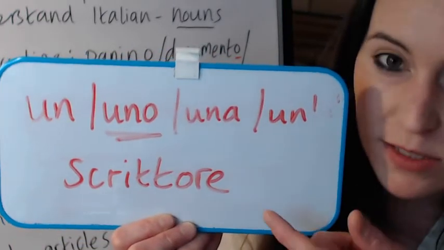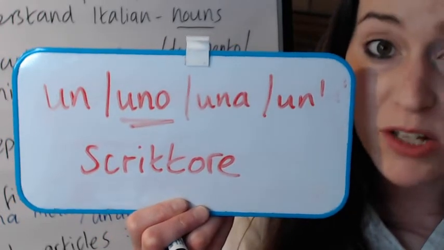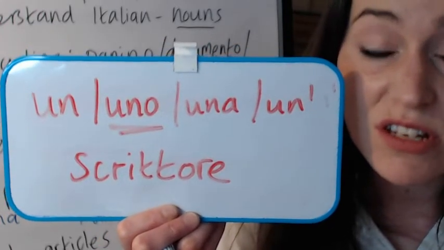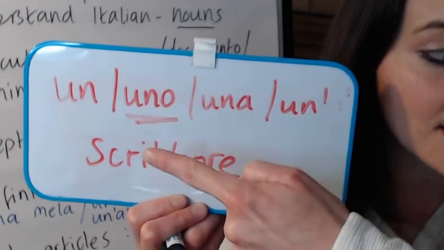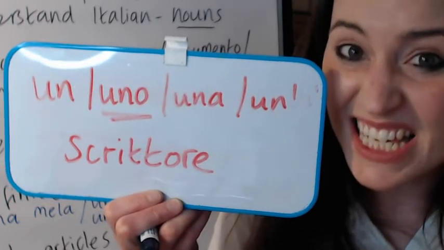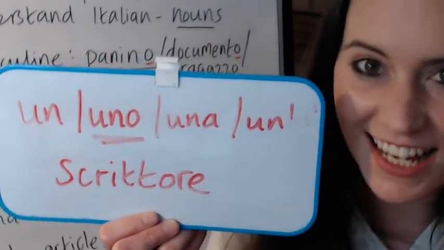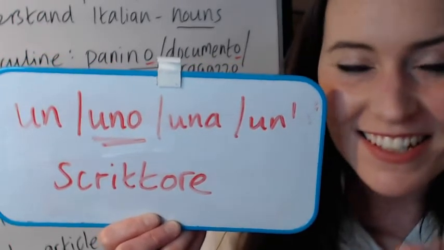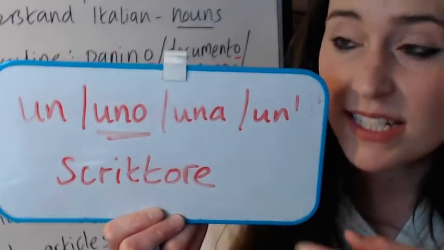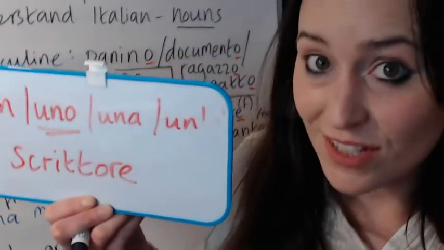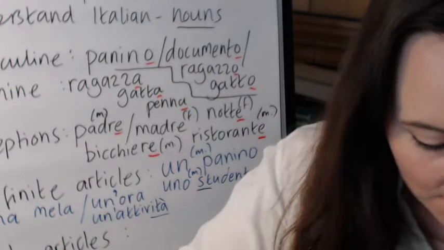I know that because ore at the end is the sort of ending that you get for male professions. And I have also noticed that it starts with an S, and then it's followed by the consonant C. Sk. And then it's got an R. Scri. The S was a consonant, and the masculine ending tells me that it's an uno. Uno scrittore. Interesting.